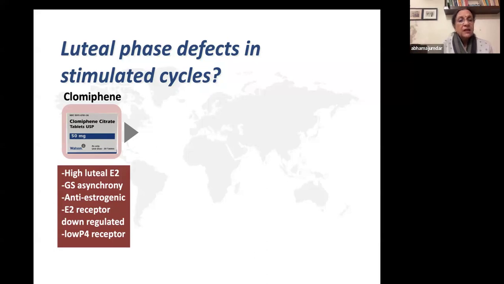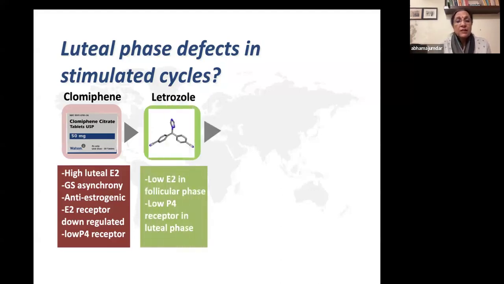Estrogen receptors are therefore down-regulated, which means fewer estrogen receptors are available for high E2 levels to act on. And because of this, progesterone receptor laying down is a consequence of estrogen receptor upregulation. When estrogen receptors are down-regulated, progesterone receptors are also low.